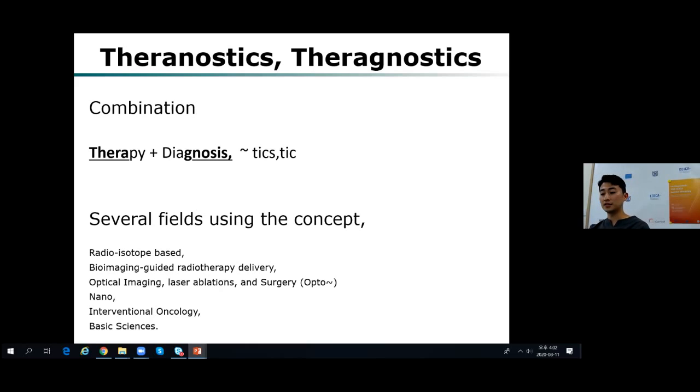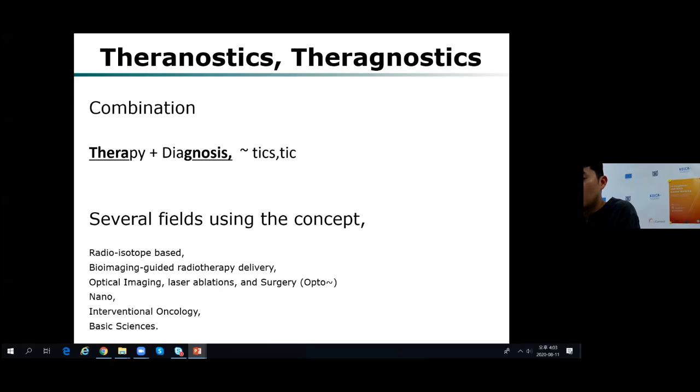for Theranostics or diagnostics experiments. First of all, we hear the word Theranostics. That is a combination word from therapy and diagnostics. This concept is already well studied and researched in other scientific fields, so we normally hear such concepts from the other basic sciences.